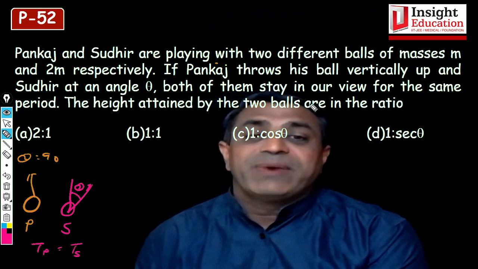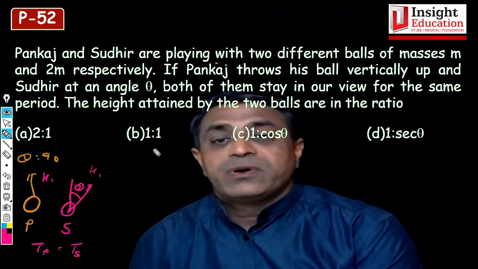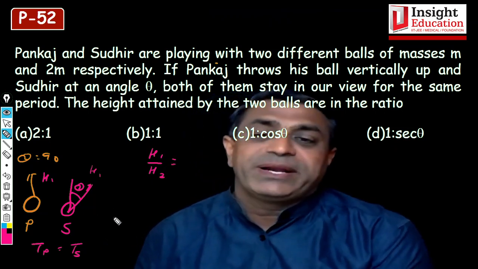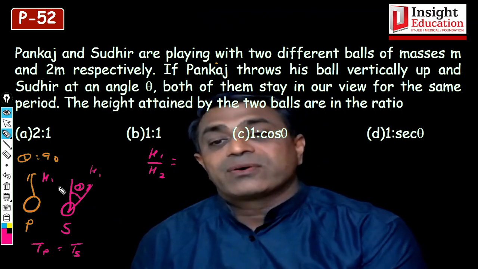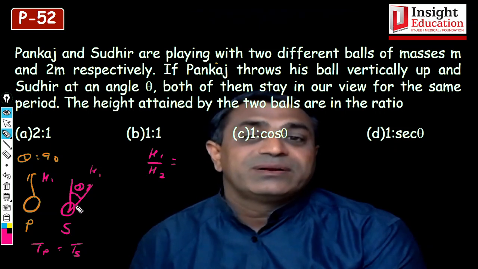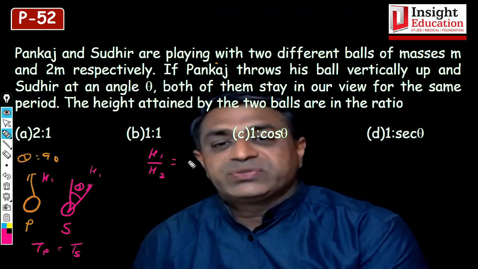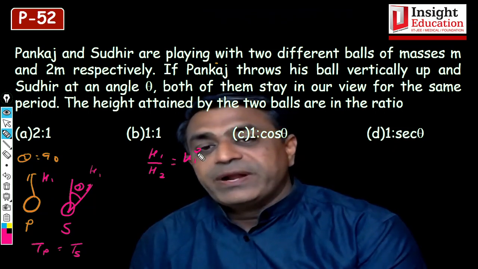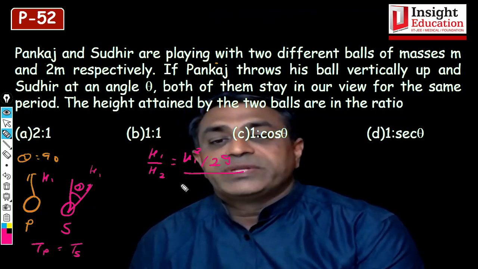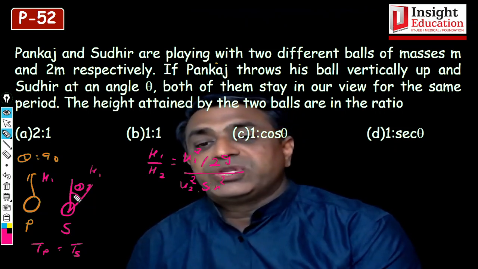The heights attained by the two balls are in the ratio? So suppose h1 and h2. So take the ratio h1 by h2. Here these angles are complementary angles. Then we can consider. But theta is not given. Okay. So now first calculate h1. So h1 for vertical, suppose initial velocity u1, then h1 is equal to u1 square upon 2g. For the second, you can say u2 square sine square theta.